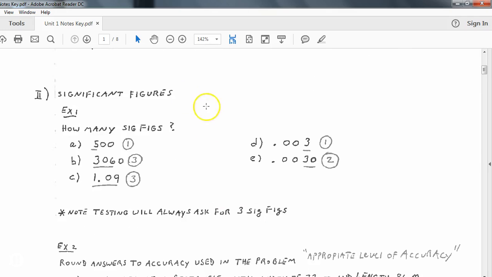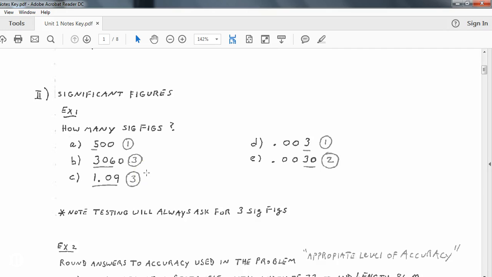Moving on down into significant figures, this is something that you likely have run into already within a science class that you've taken. So just to go over some basics with sig figs, this is a major idea that will play out through the entire year.